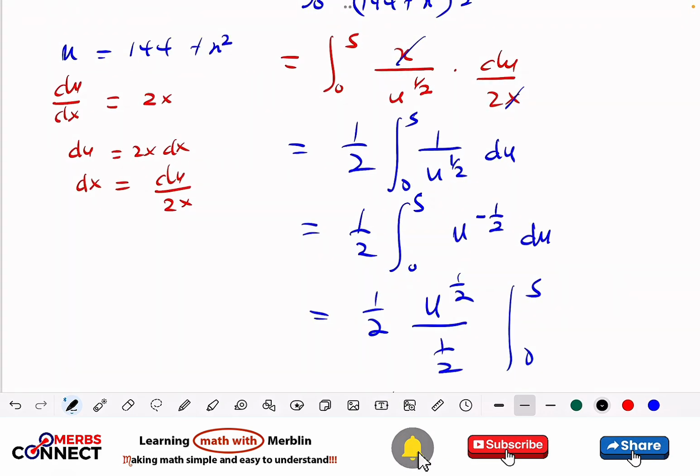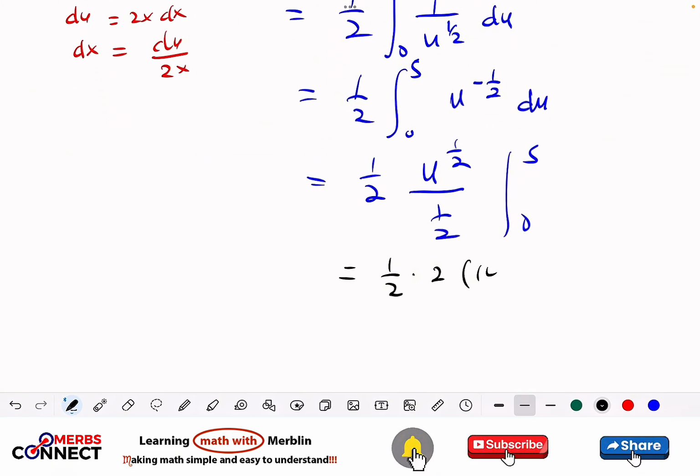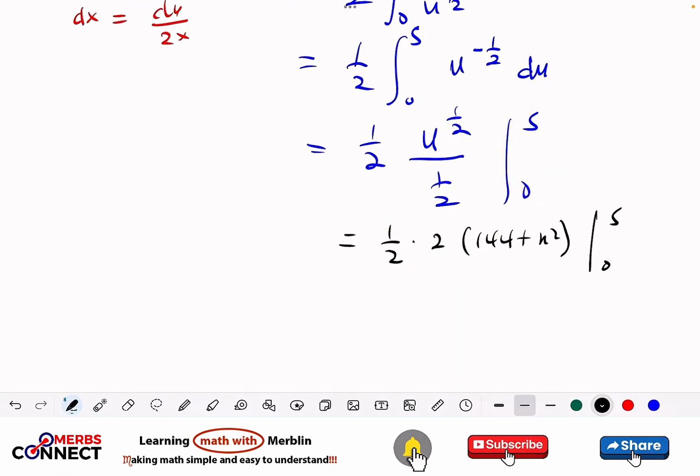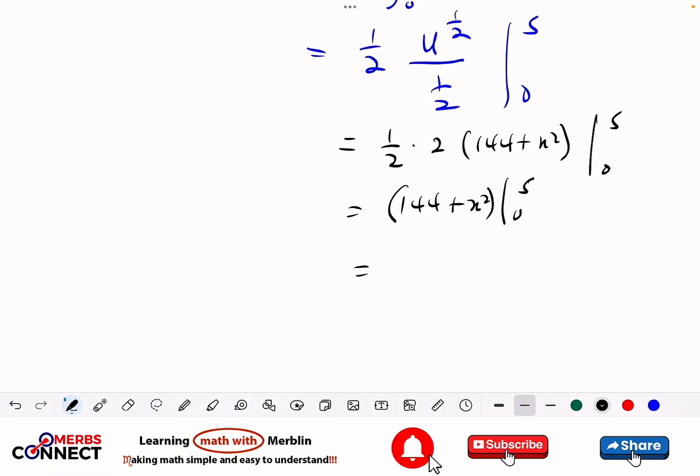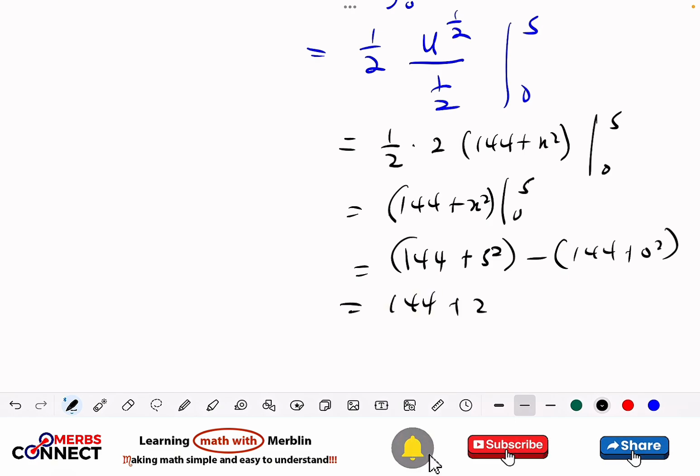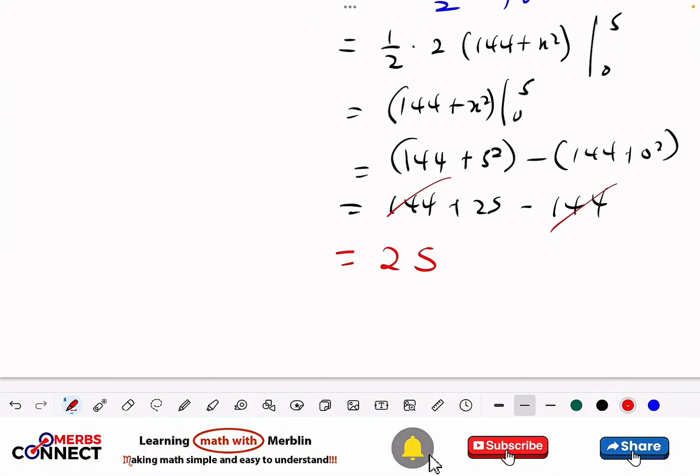Now, what is u? U is equal to 144 plus x squared, and then from 0 to 5, because we need to do backward substitution since we are using the limit for x. And this will be the square root of 144 plus x squared from 0 to 5. So plug in 5 squared, minus plug in 0, 144 plus 0 squared. So this is 144 plus 25 minus 144. This cancels this, and the final result here is 25.